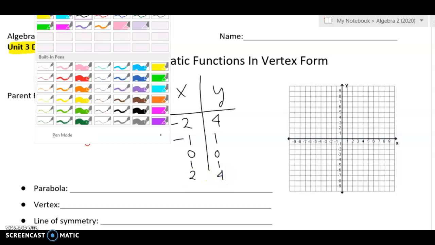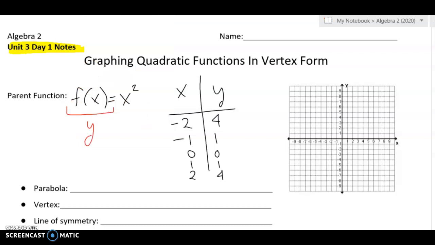Okay, now I'm going to take a moment. I basically have 5 points right there. I'm going to take a moment and plot those on my graph. So -2, 4, -1, 1, 0, 0, 1, 1, and 2, 4. Once you have those basically 5 dots, it should look pretty symmetrical. You can go ahead and connect those dots. This looks different than what we're used to, but this U shape is what we're going to be seeing a lot of the times. This is that parent function. And this parent function is starting at 0, 0. Again, why it's the parent function, it hasn't moved at all.